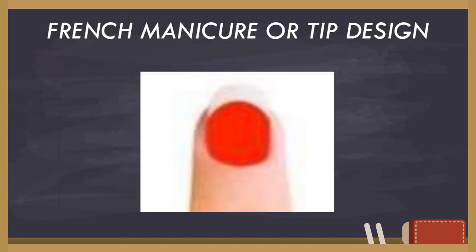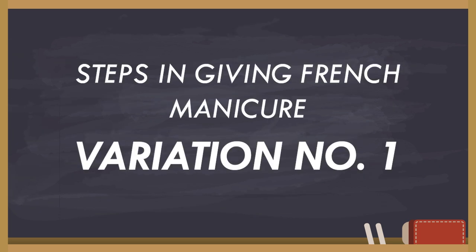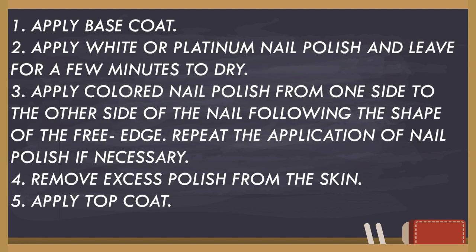French manicure or tip design. It is a design which involves the application of colored polish over the whole part of the nail except the area of the free edge. There are 2 variations of this one, so let's go with variation number 1. In variation number 1, you need to apply base coat and leave for a few minutes to dry. As usual, apply white or platinum nail polish and leave for a few minutes to dry. Apply colored nail polish from one side to the other side of the nail following the shape of the free edge. Repeat the application of nail polish if necessary, and remove excess polish and apply top coat.